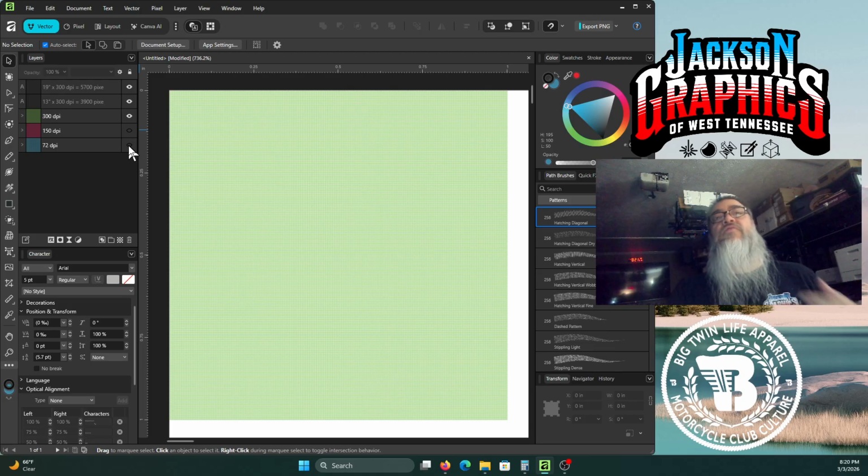That's how much information is being added to the image when you go to 300 DPI. Now, the next thing I want to show you is what happens when you throw in a 72 DPI image.